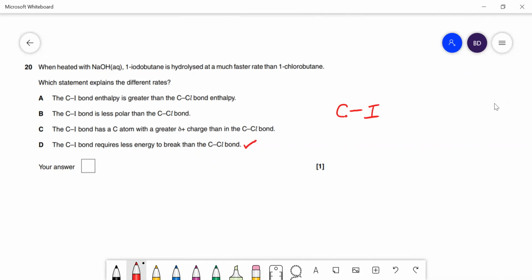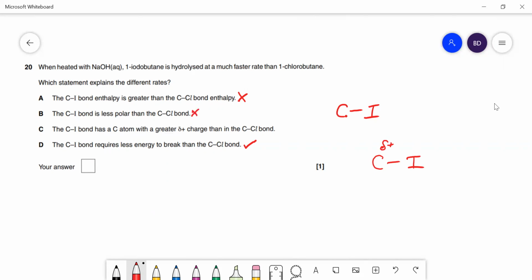Let's just go through this. The carbon-iodine bond is greater. No, it's weaker than that, so that's wrong. The carbon-iodine bond is less polar. Well, that's true, but that wouldn't explain it. You'd really expect it would be more polar and better at attracting nucleophiles. So it's not the polarity of the bond that affects how fast the reaction goes, it's the strength of the bond. So that one is wrong.